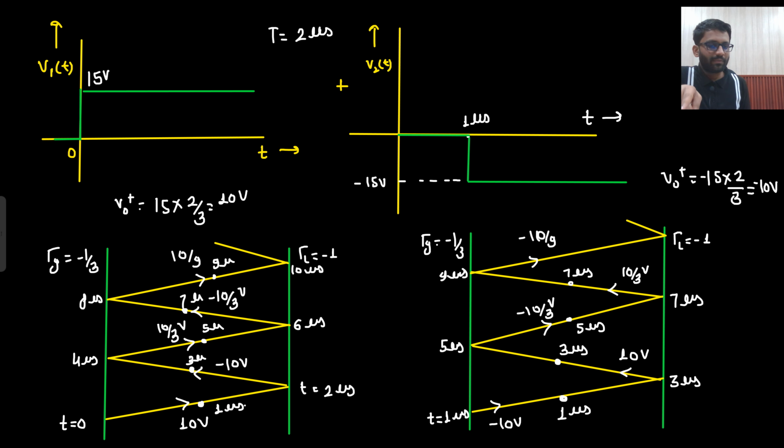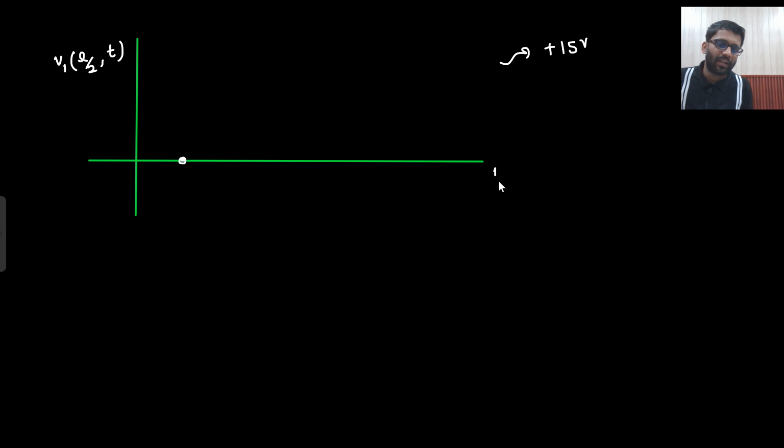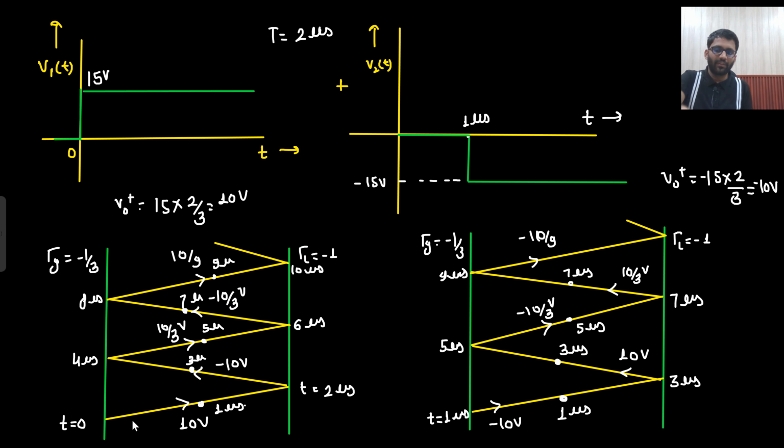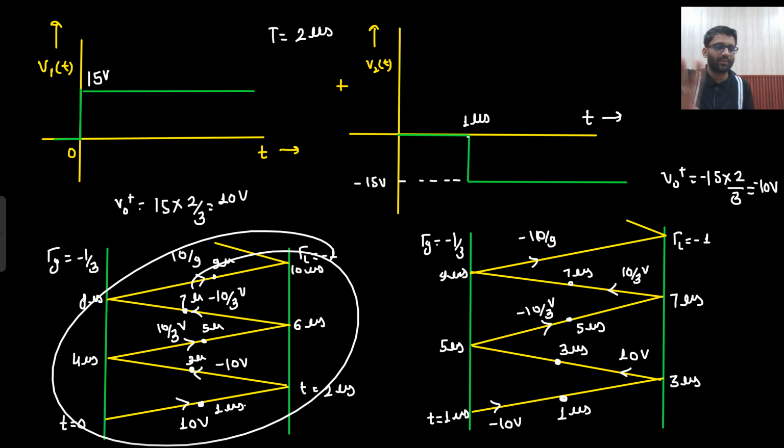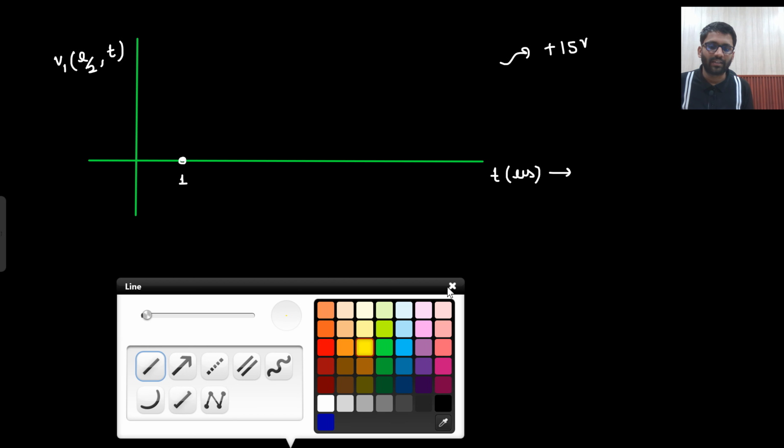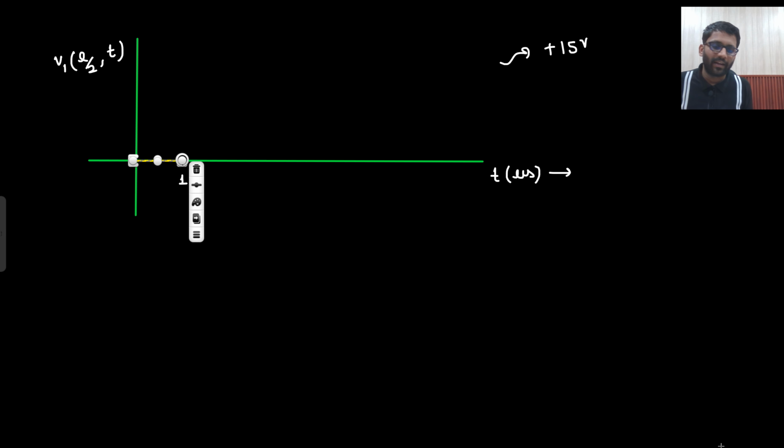So till 1 microsecond there is nothing. This is time t, time t in microseconds I am writing. So till 1 microsecond, no wave is coming. First wave is coming at 1 microsecond only. Now I am drawing the diagram with respect to this only. Then at 1 microsecond, plus 10 volt comes into action, and that will remain there till 3 microseconds. So from 1 to 3 microseconds. This is your 3 microseconds. So till 3 microseconds plus 10 volt is coming.